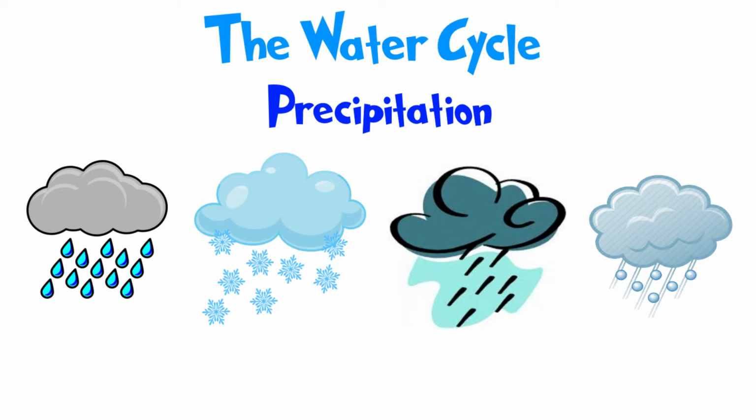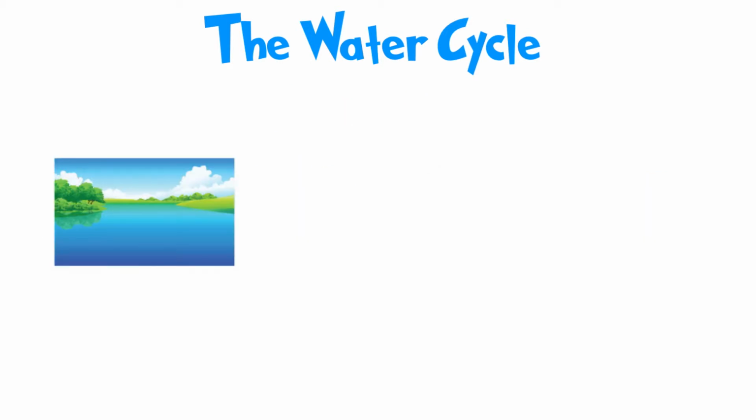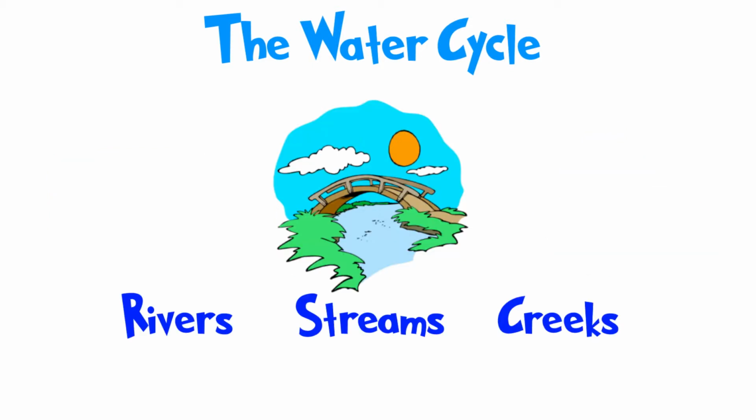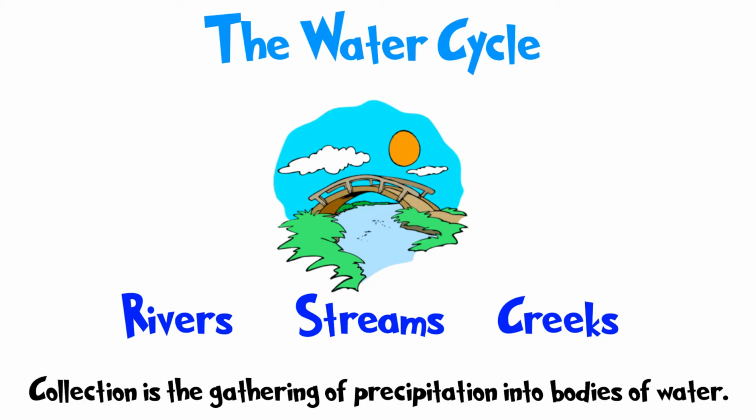As precipitation hits the ground, it can gather into lakes, ponds, or puddles, or even move across the land in the form of rivers, streams, or creeks. When precipitation gathers into any of these bodies of water, the gathering is called collection.